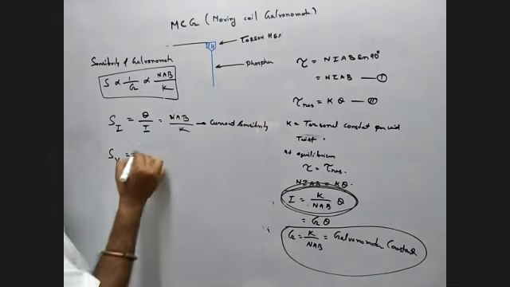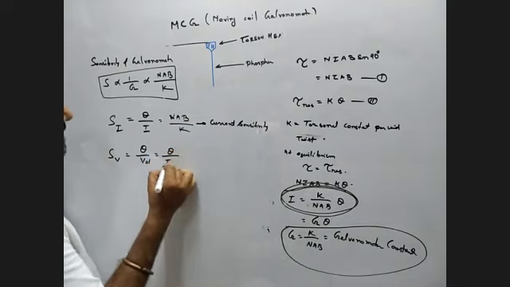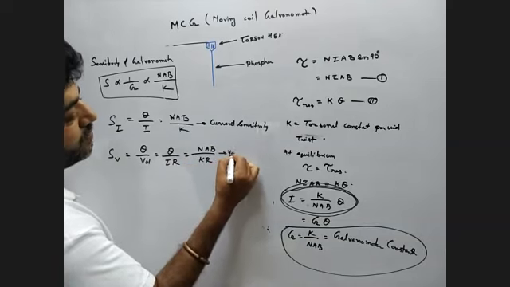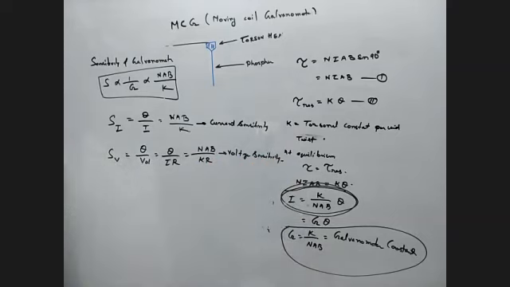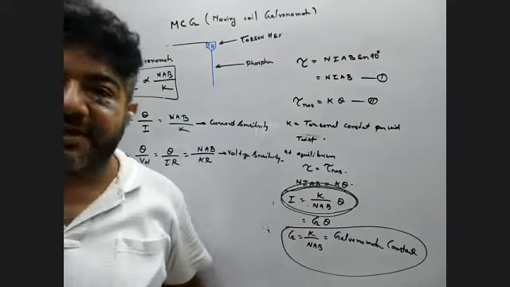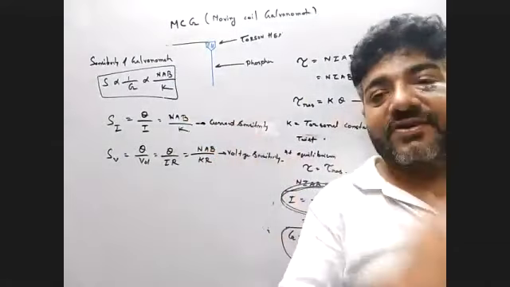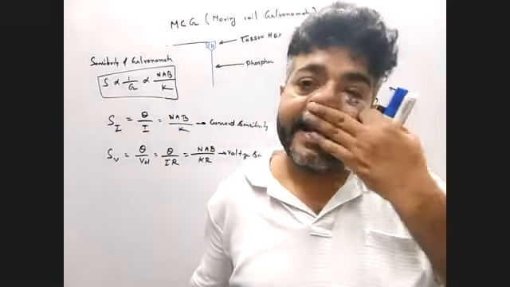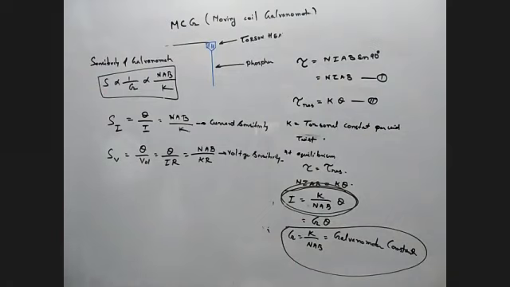Another one is the voltage sensitivity. How do you define voltage sensitivity? Deflection per unit voltage. So you write theta by current into resistance, that is NAB by K into R. That is called the voltage sensitivity. That means by using a galvanometer, we can measure the deflection due to current and due to voltage. So we can try to convert this galvanometer into a voltmeter or an ammeter, which we will see in the next class.